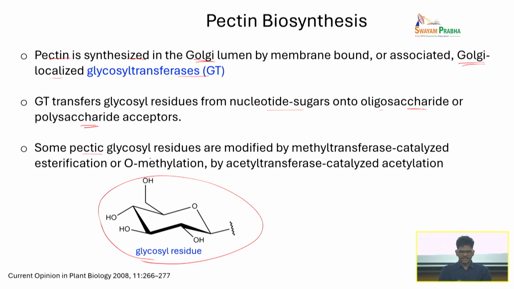Sometimes the pectin residue is also modified by methyl transferase. This is another catalyst or enzyme that will make some of this into an ester group, right? And you can also use another one called acetyl transferase. There are three enzymes that are involved in the biosynthesis pathway of pectin.